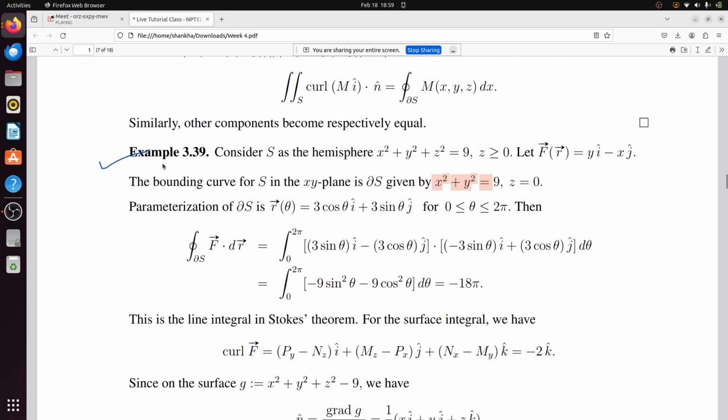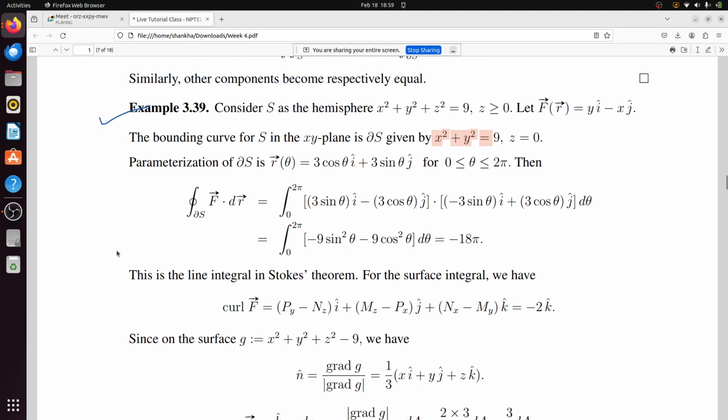This problem is one of the most fundamental problems of Stokes theorem. Using this problem, we can validate the Stokes theorem, right? So the line integral we got, F dot dr, is minus 18 pi.